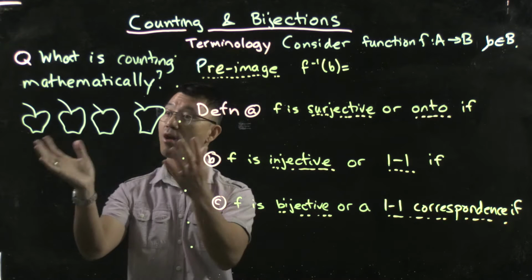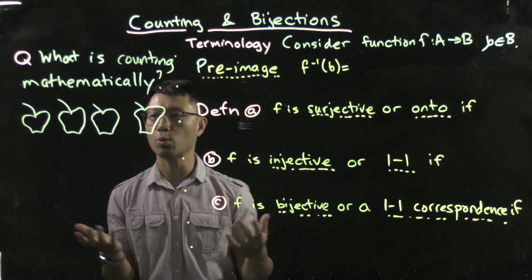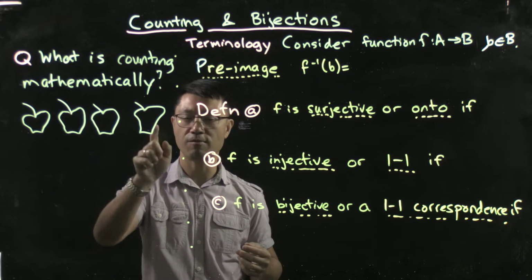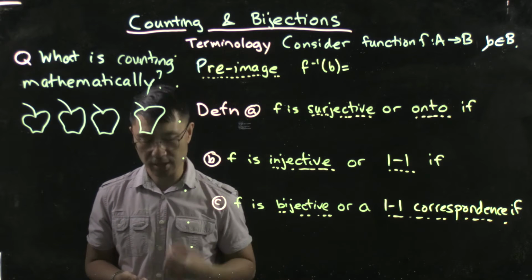Okay, so let's start with a very simple example here. And here we see 4 apples. And what do we do when we count? We just go 1, 2, 3, 4. But what is that mathematically? Can we have a language to express that properly?